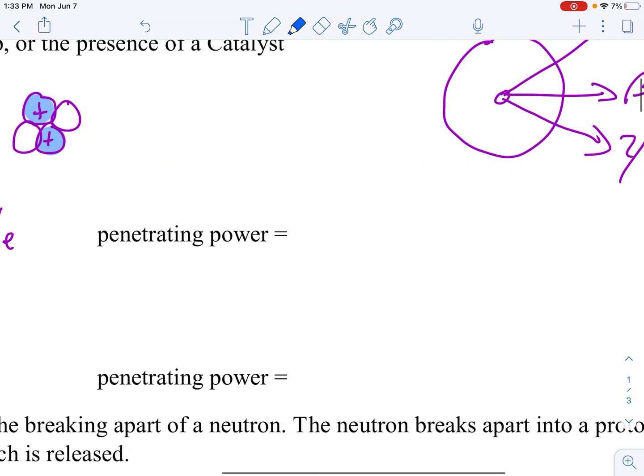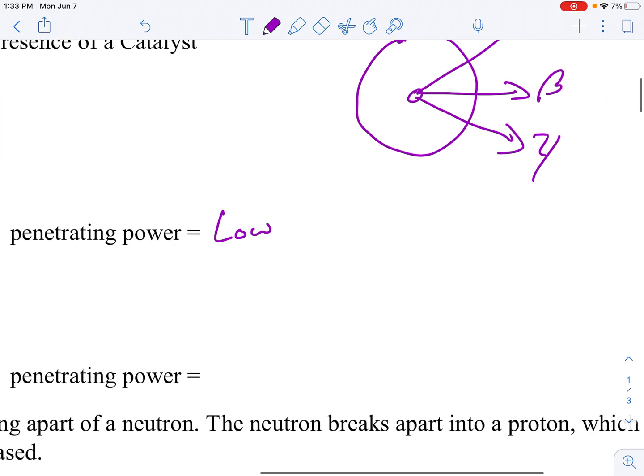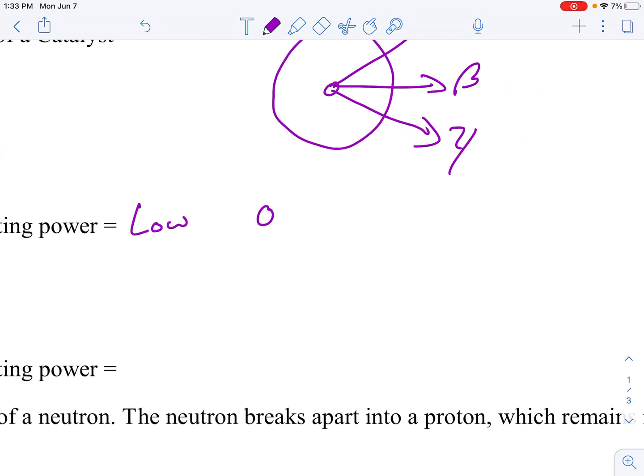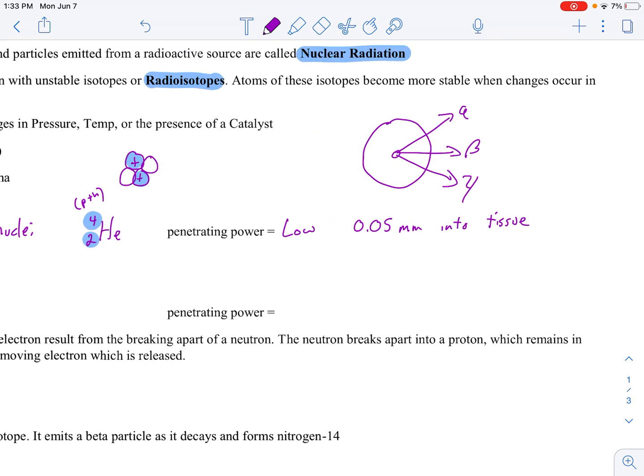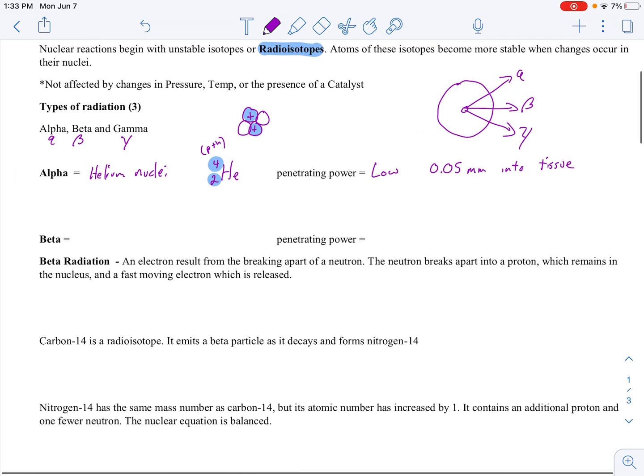That's how it works. Your penetrating power here is very low. You're only able to penetrate about 0.05 millimeters into tissue. So not that dangerous. Your clothes can block alpha particles. Not that crazy. Your next type is going to be beta radiation.